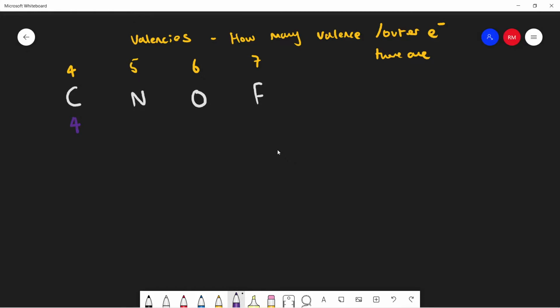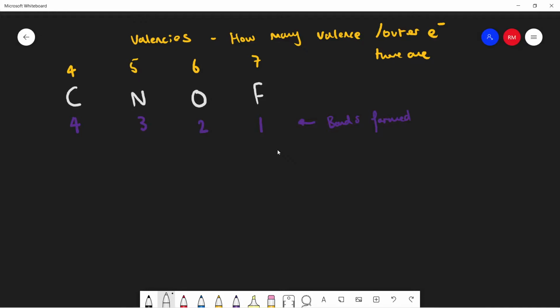So we can see for nitrogen to reach its 8 electron outer shell, we should know that nitrogen likes to bond up to 3 times. Hence, oxygen 6, 8 minus 6, so it likes to form 2, and fluorine 1. And these are the bonds formed by the elements, what they like to form.